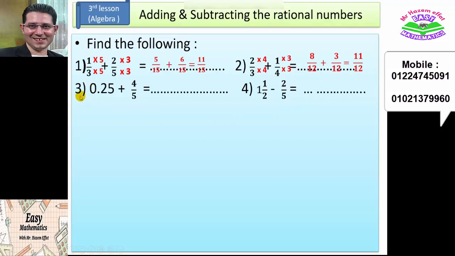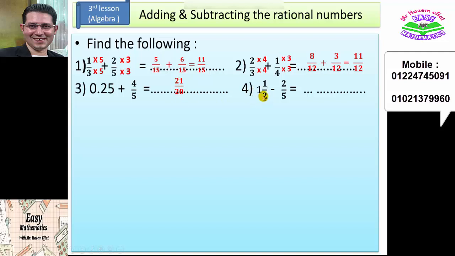In the same way, in exercise 3, he gave me the decimal 0.25 plus 4 over 5. How to add them, when we have a decimal here? At first, we must change this decimal into fraction form by using your calculator. Write 0.25 and just press equal, it will be converted into 1/4. And by doing the same previous steps, change both denominators to be the same and find their sum, it will be 21 over 20.